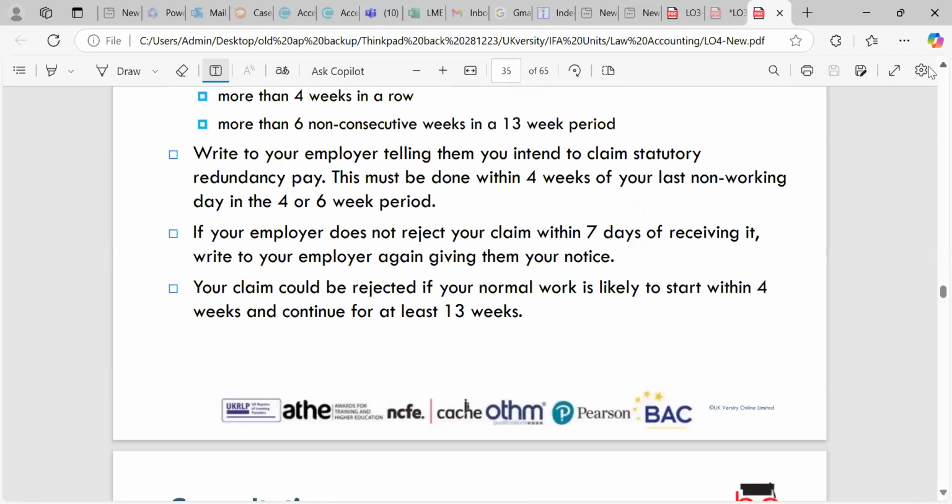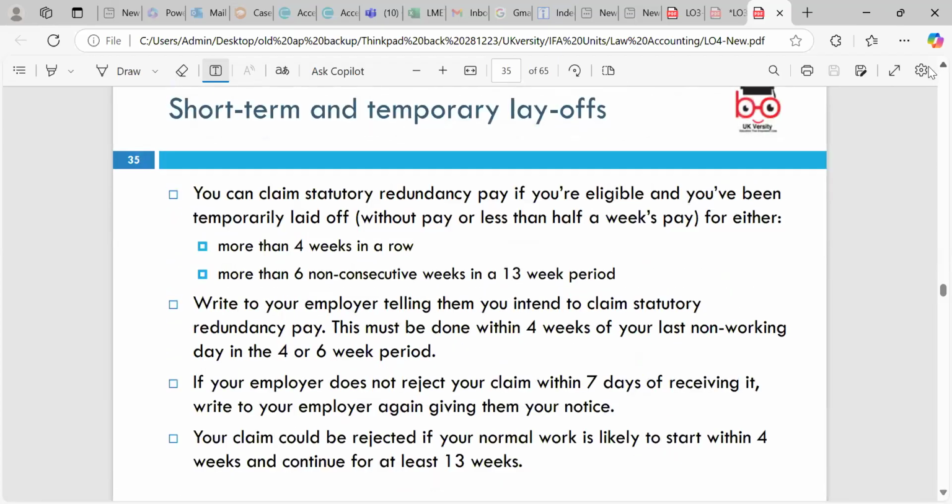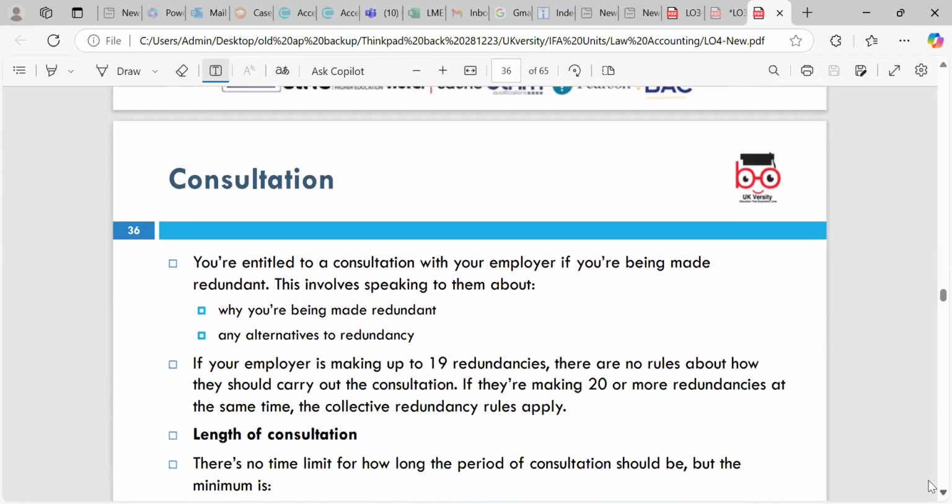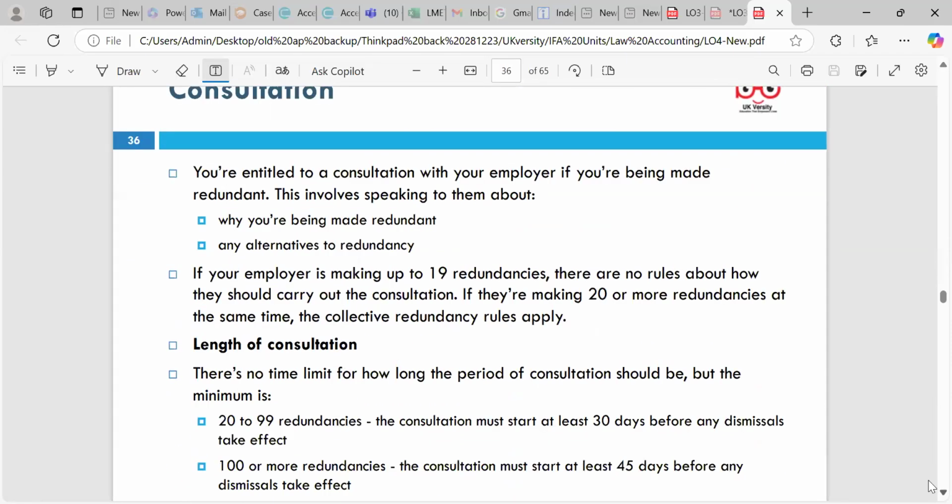Of course, hours and all, so you don't need to break the law. Yes, short term and temporary layoff: more than 4 weeks in a row, or 6 months consecutive weeks in 13 weeks, you can claim if the employer does not reject your claim within 7 days of receiving it. Of course, here we can look at ACAS, the arbitration services organization, and they give the code of conduct, which can be further consulted. The consultation is very important, and we have garden leave to give to the workers if we want to make them redundant.